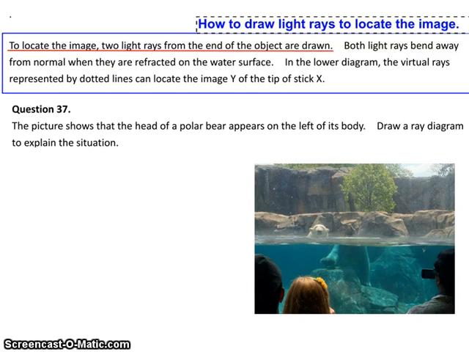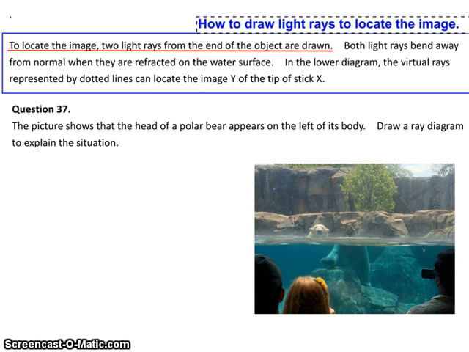This video explains the solutions to questions 37 to 43. The first few questions ask you to draw ray diagrams to find the image, and this statement tells you exactly what to do. In order to locate the image, you should draw two light rays from the same point of the object and see how they bend away from the normal when they travel from water to air. In this way, the virtual rays represented by dotted lines may help you to locate the image.